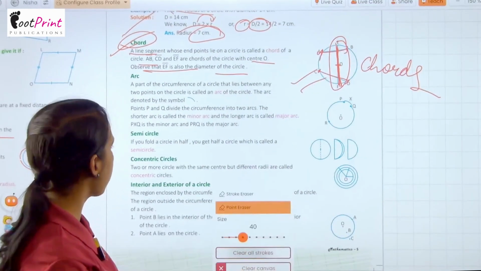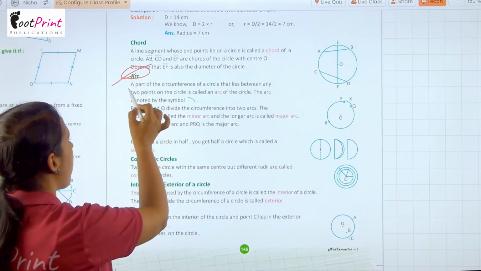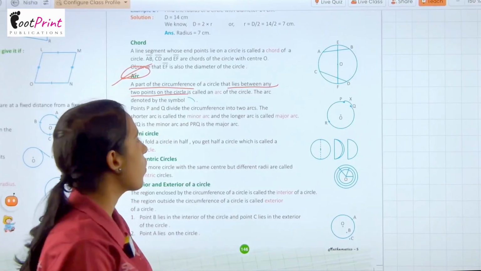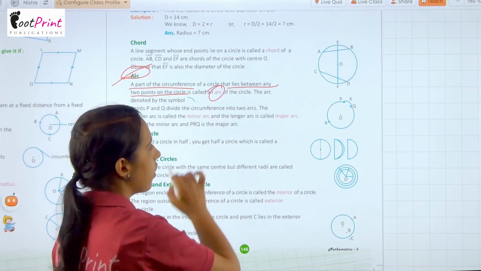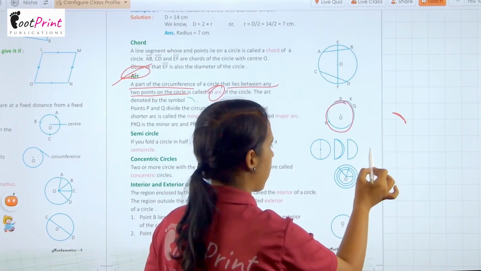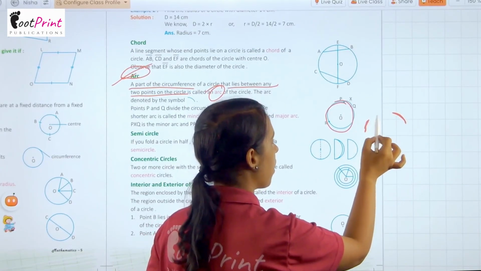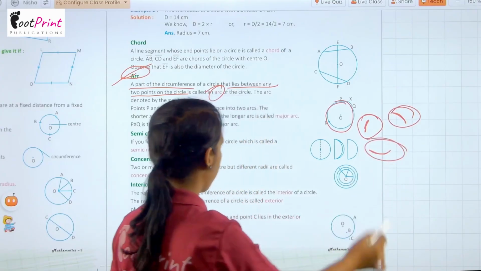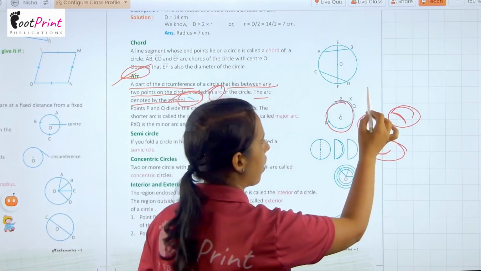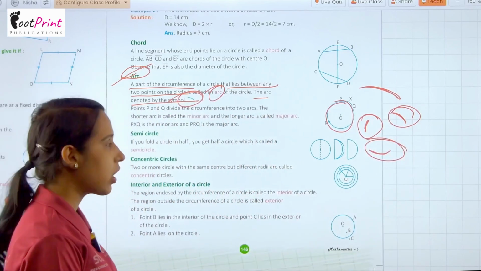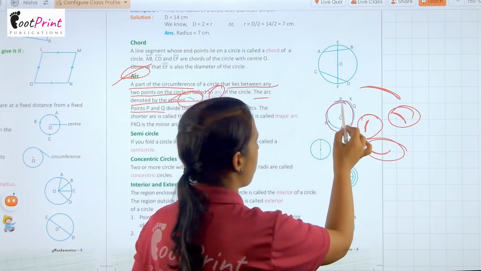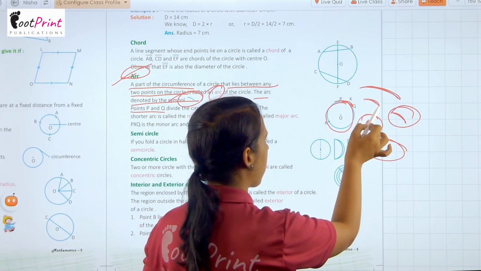Okay, now we have arc. So what is arc? Let's see here. A part of the circumference of a circle that lies between any two points on the circle is called an arc. So whatever is formed between any two points on the circumference, it can be formed from anywhere, okay. So we call it arc, denoted by this symbol. Through what I have drawn here, we can show the arc. Points P and Q divide the circumference into two arcs. So P and Q, what is happening, two arcs are formed.